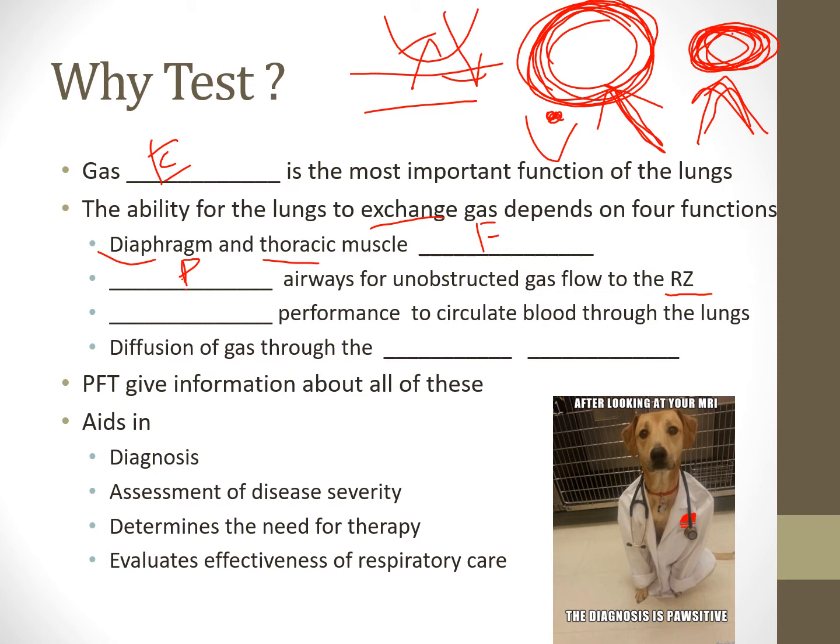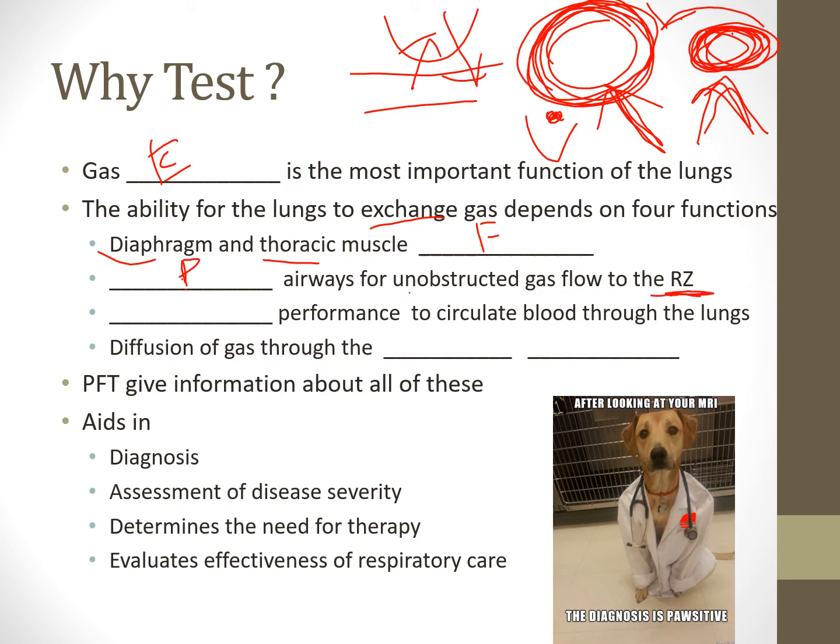Someone that responds well to their bronchodilators, after we give them the bronchodilators, goes from a small lumen to a big lumen over here, then their flow rates will go up, and that numerical value will also go up. They'll have a faster flow rate. Right, so we can look at the patency of the airways for unobstructed gas flow to the respiratory zone.